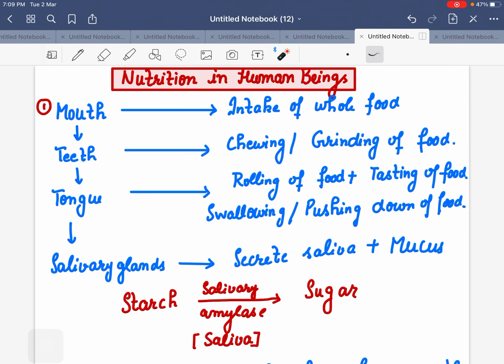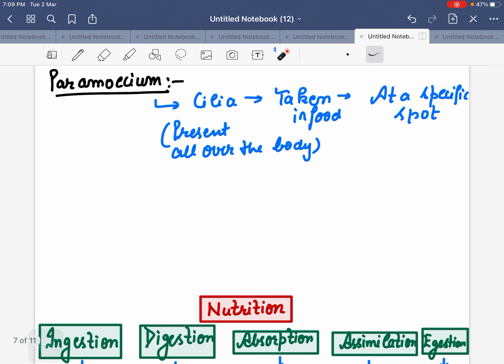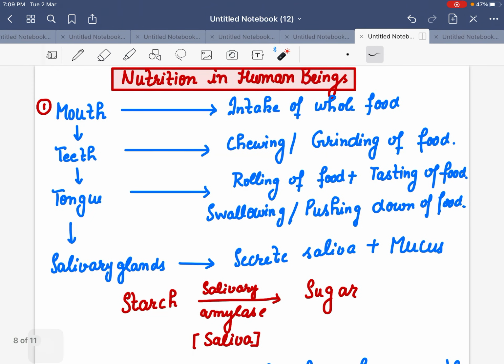Now when we talk about nutrition in human beings, where and how are ingestion and digestion taking place? First, intake of food is done through the mouth. We eat through our mouth, so the whole, complete food enters through the mouth. Now what is there in your mouth? There are lots of teeth, 32 teeth. They help in keeping the food in small parts, chewing it, grinding of food.